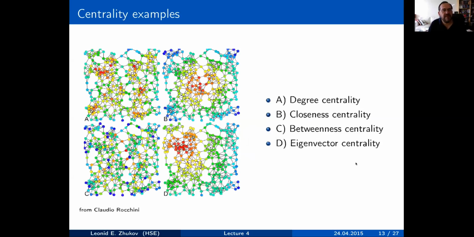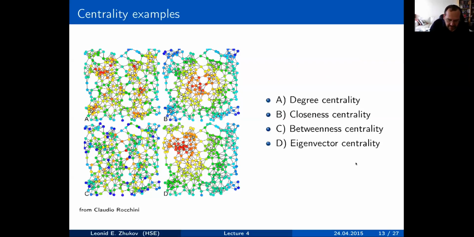And the final comparison is this picture. In fact, I took it from Wikipedia. The idea is the following. You have a geometric graph, which means it's a graph that is embedded on a two-dimensional surface. It's sort of like a grid, but a sort of distorted grid. And we look at different centrality metrics here.